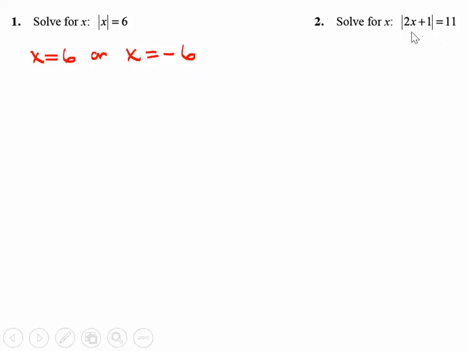This one's a little more complicated, but still the same thing here. How about this? We say 2x plus 1 is equal to a positive 11, just like we did with this one. Or 2x plus 1 is equal to a negative 11. We good there?